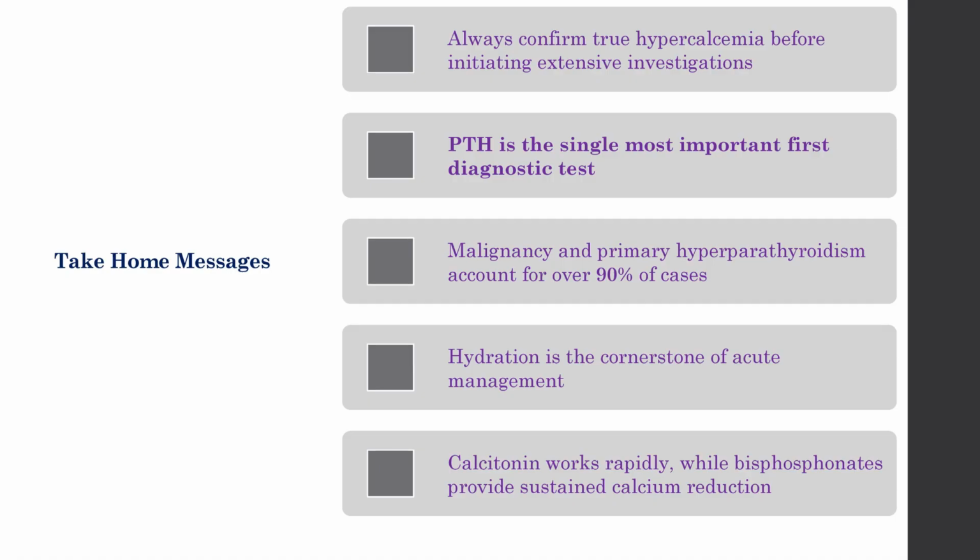Here are 5 important take-home messages. Always confirm true hypercalcemia before initiating extensive investigations. PTH is the single most important first diagnostic test. Malignancy and primary hyperparathyroidism account for over 90% of cases. Hydration is the cornerstone of acute management. Calcitonin works rapidly, while bisphosphonates provide sustained calcium reduction.